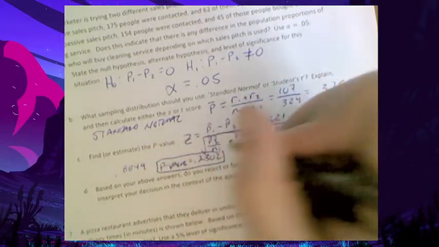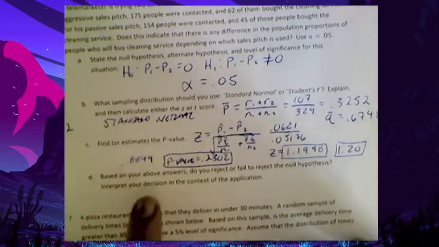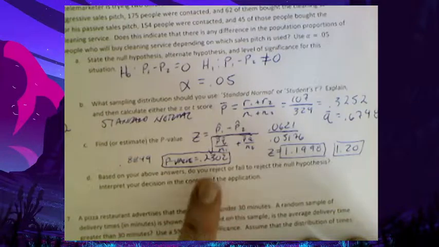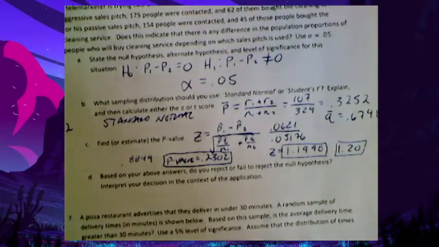For my final p value on it. Okay. So then on D, do we reject or fail to reject? So here my p-value is larger than my alpha. Okay, so I'm going to fail to reject.